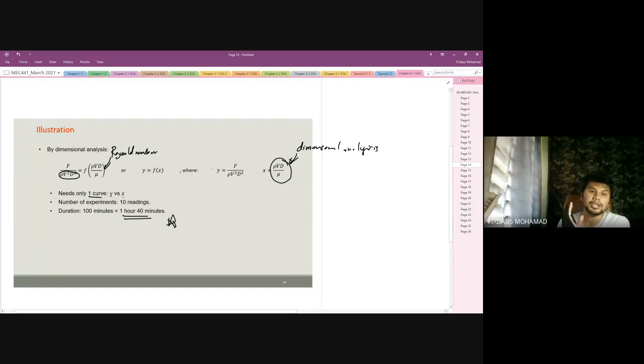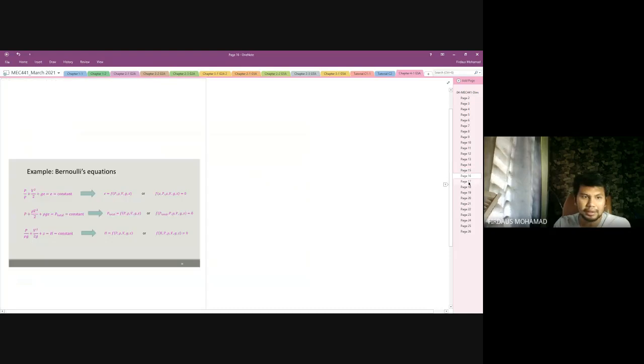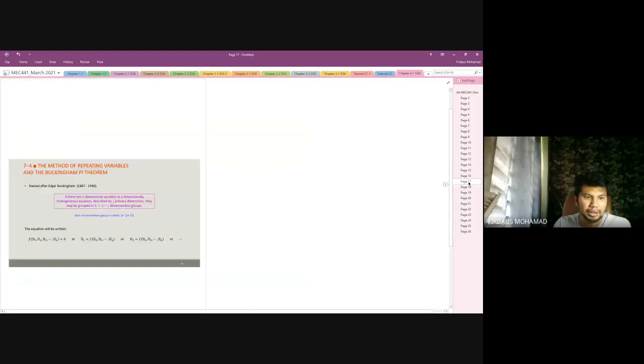Okay, so macam mana nak come out with this analysis? Kita ada method yang kita namakan repeating variable, ataupun nama dia method of repeating variable, ataupun nama dia Buckingham Pi theorem. Okay, so tapi ini kita akan explain sekejap lagi.